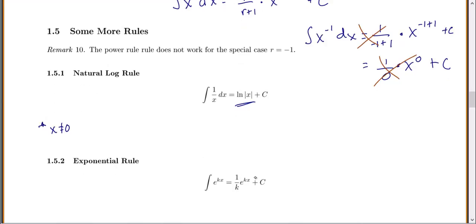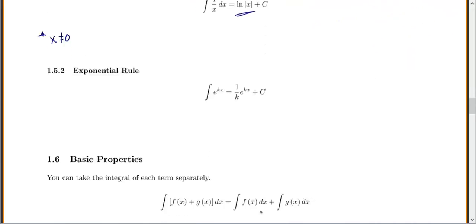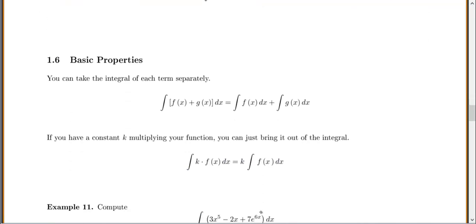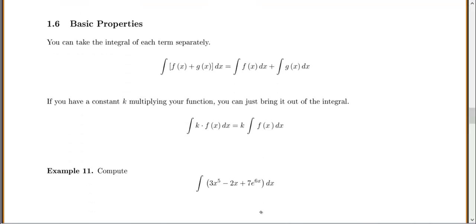Okay. The exponential rule, if you have e to the kx, the integral is just going to be 1 over k e to the kx. Now there's some basic properties. The first one says if we want to integrate f of x plus g of x, we can do two separate integrals. Or in other words, you just take the integral of each term separately. So you look at one piece, do the integral, look at the next piece, do that integral. Okay, and also if you have a constant k multiplying your function, you can just bring it outside of the integral. You don't have to worry about that. It's just like what we did with constants or coefficients when we did derivatives. They just kind of stay there. We don't have to worry about them.